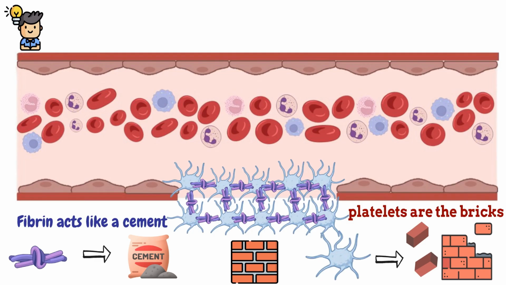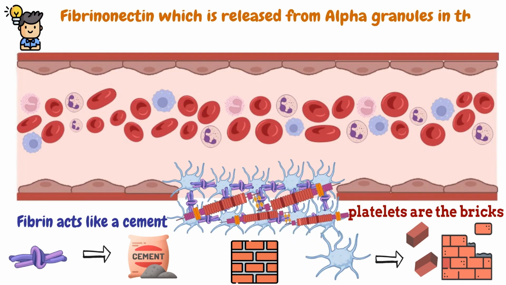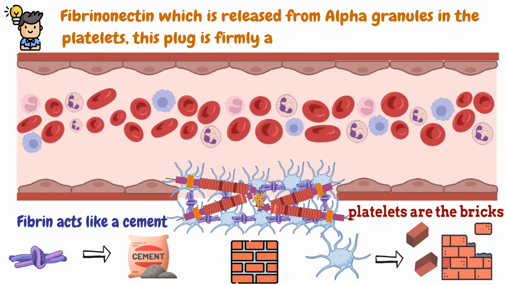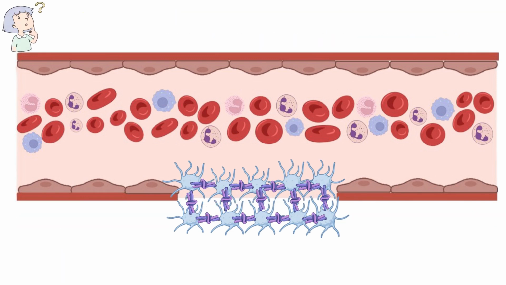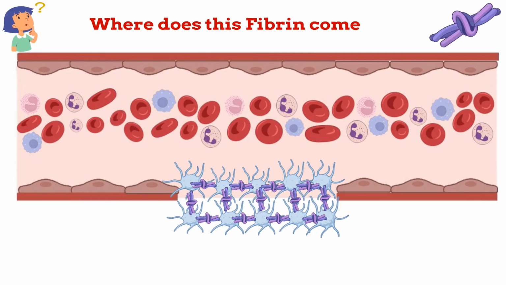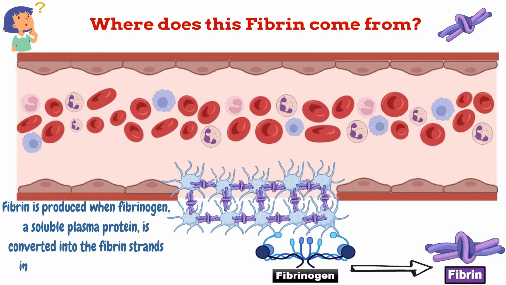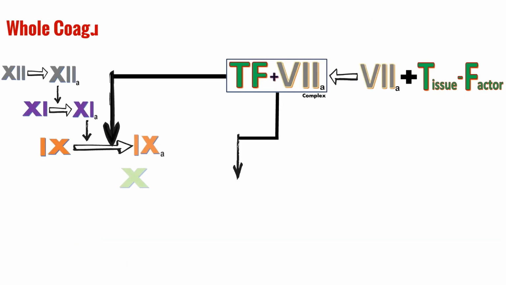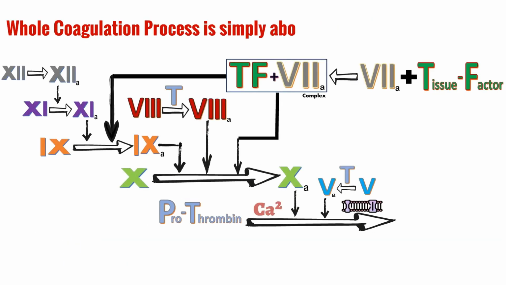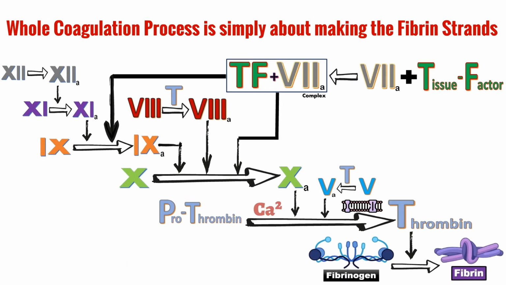And with the help of fibronectin, which is released from alpha granules in the platelets, this plug is firmly attached to the site of injury. But you may ask, where does this fibrin come from? Fibrin is produced when fibrinogen, a soluble plasma protein, is converted into fibrin strands in the presence of thrombin. In fact, the whole coagulation process is simply about making the fibrin strand.